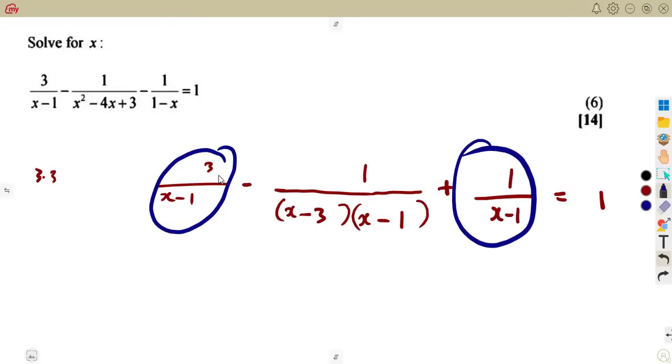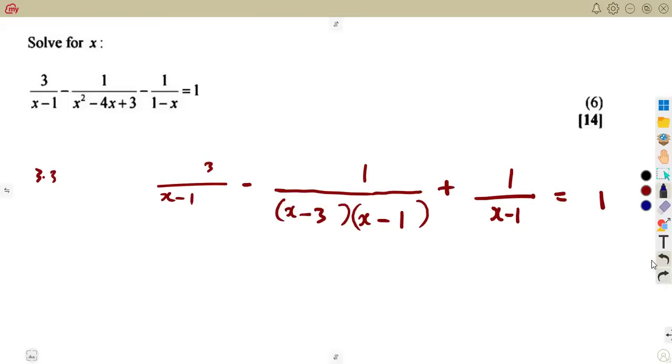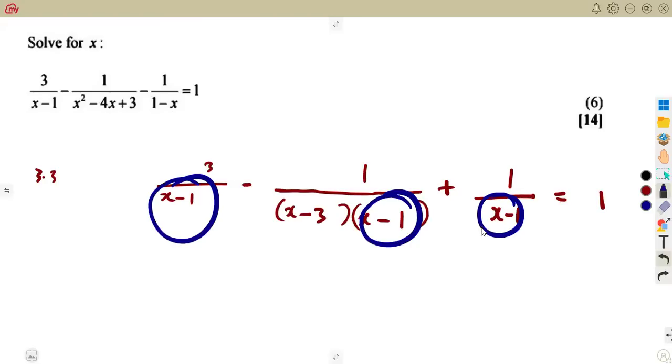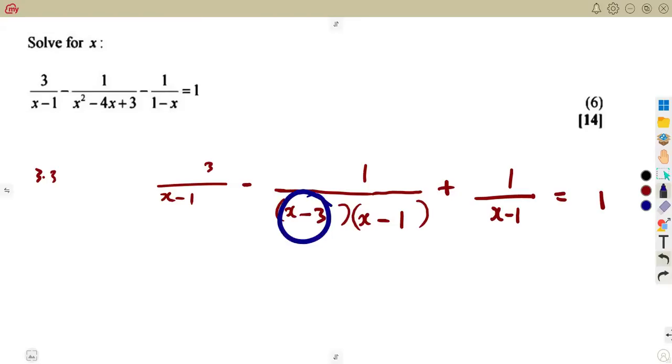These two: 3 plus this 1 here was going to be 4 over x minus 1. It's the same denominator. But if, let's say, you did not recognize that, it's fine. Clear the fractions. x minus 1 is common, do not repeat that one. x minus 3 will be part of our LCM.